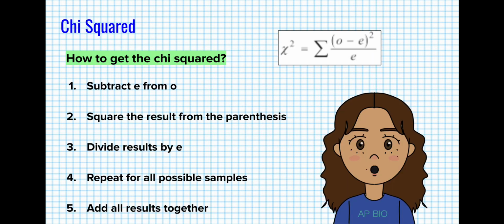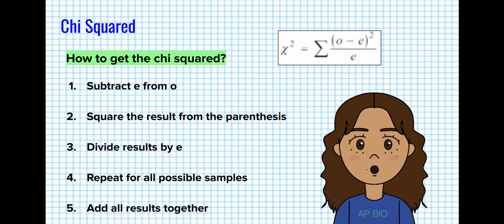Chi-squared, how to get the chi-squared. Our equation for chi-squared is the sum of all differences of observed and expected results, squared, divided by the expected results. Step 1. Subtract the expected results from the observed results. Step 2. Square the results from step 1. Step 3. Divide the results from step 2 by the expected result.